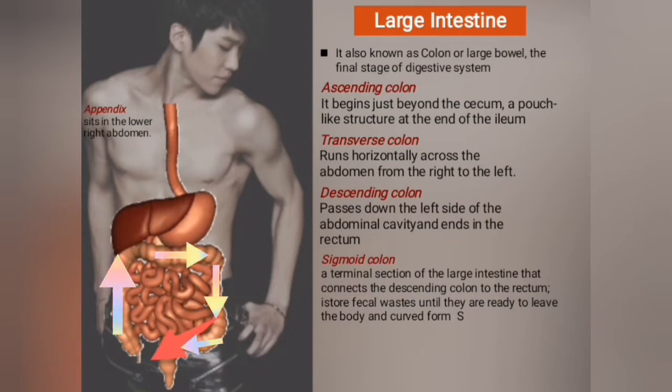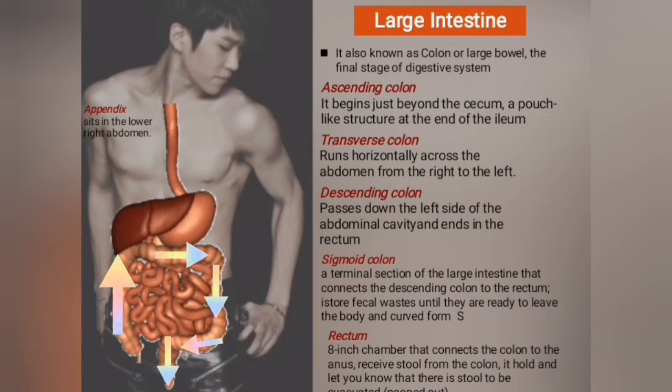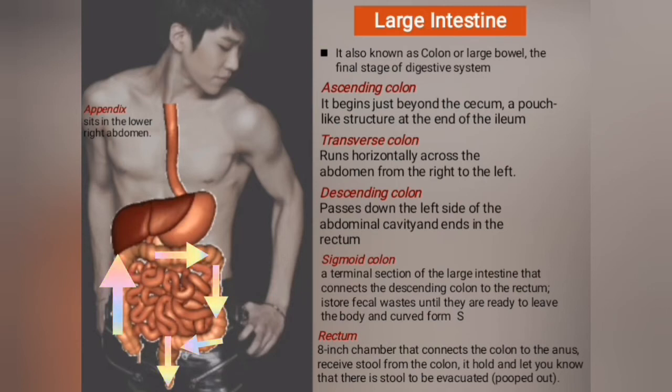Sigmoid colon, S-curve form, a terminal section of the large intestine that connects the descending colon to the rectum. It stores fecal waste until they are ready to leave the body. Then rectum, an 8-inch chamber that connects the colon to the anus. Receives stool from the colon. It holds it and lets you know that there is stool to be evacuated or pooped out.